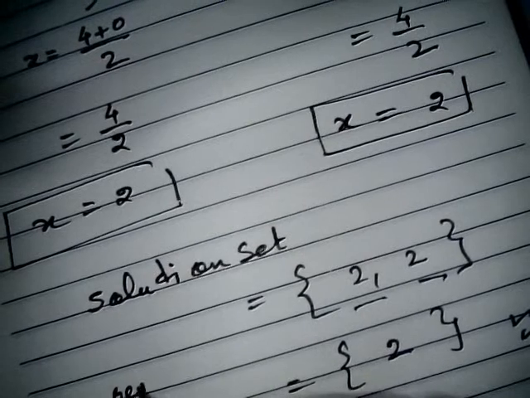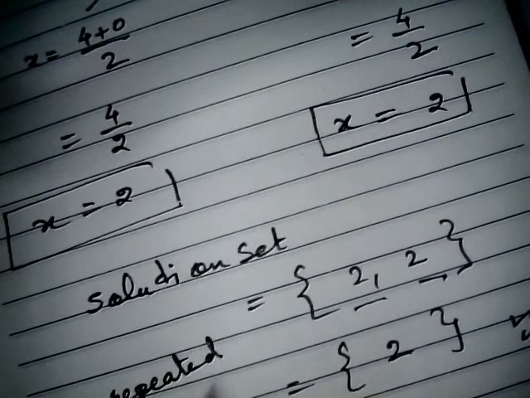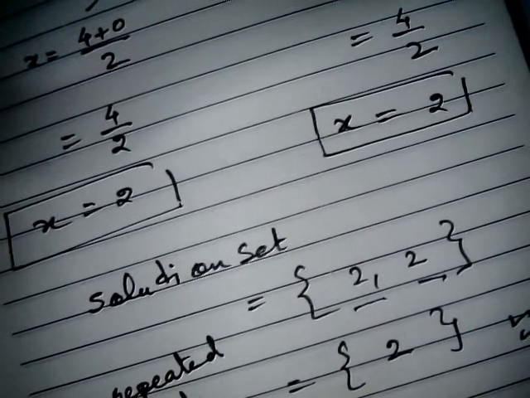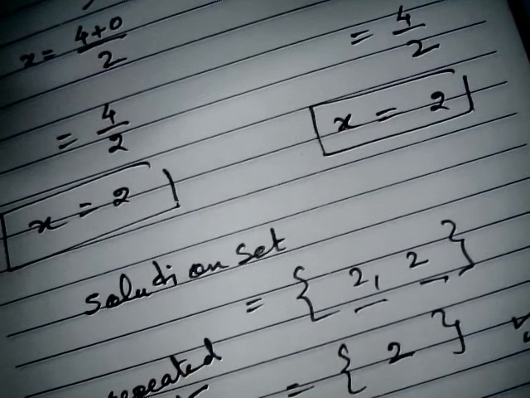In the previous question we got 2 different values, but here we are getting the same values. So this is a repeated value, but x has 2 values there.